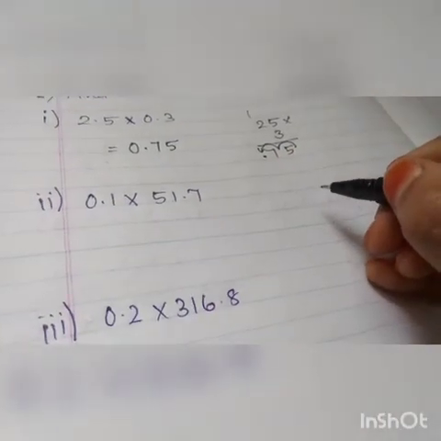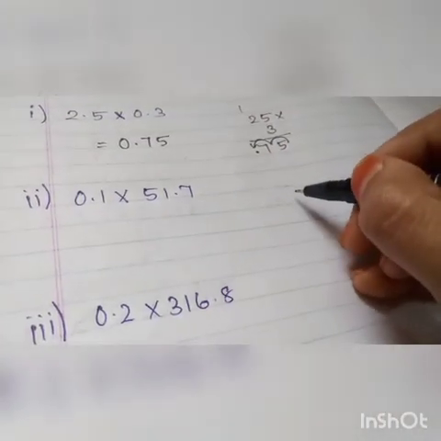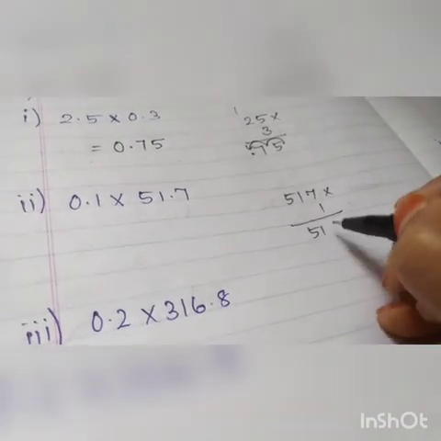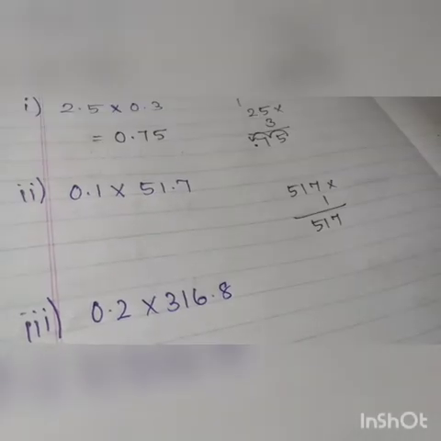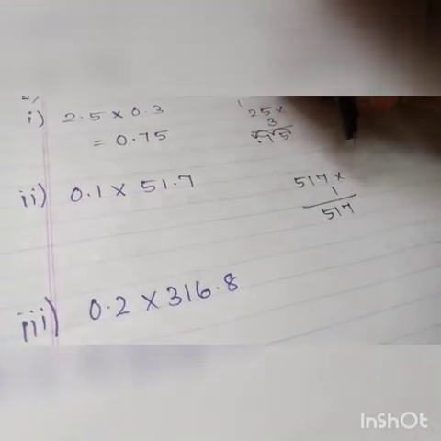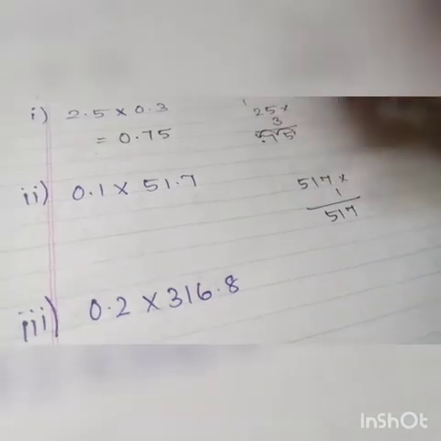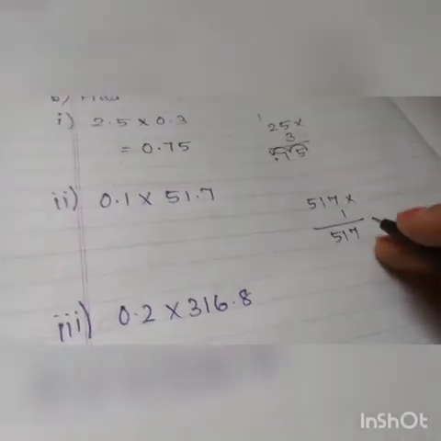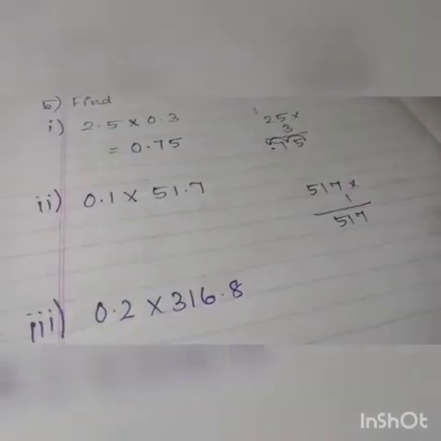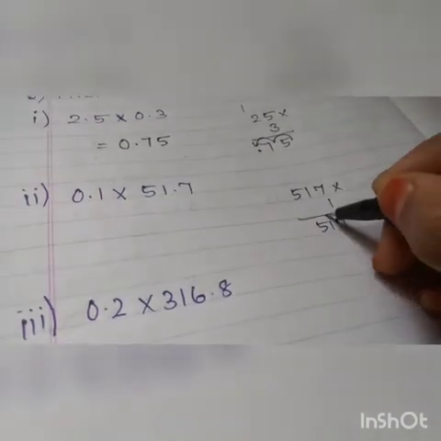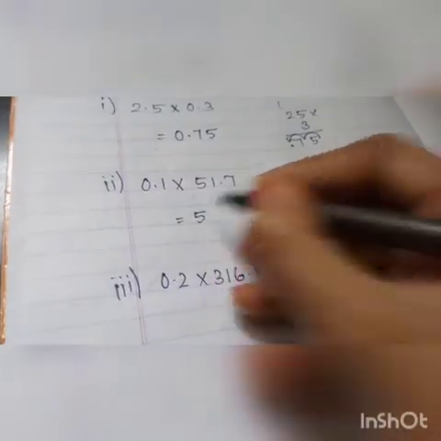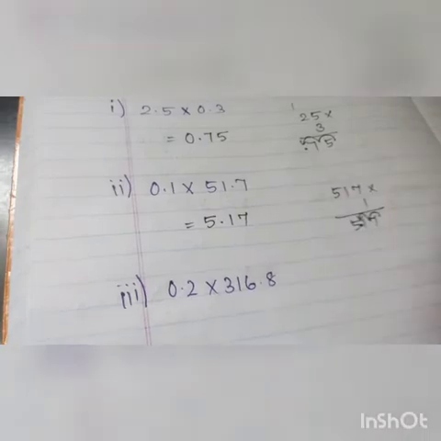0.1 into 51.7. How will you write? 517 into 1. So 517 into 1 is 517. So after the decimal point, 1 digit is here. Here also 1 digit. So totally 2 digits. 1, 2. So you will keep the decimal point here. What is the answer? 5.17.